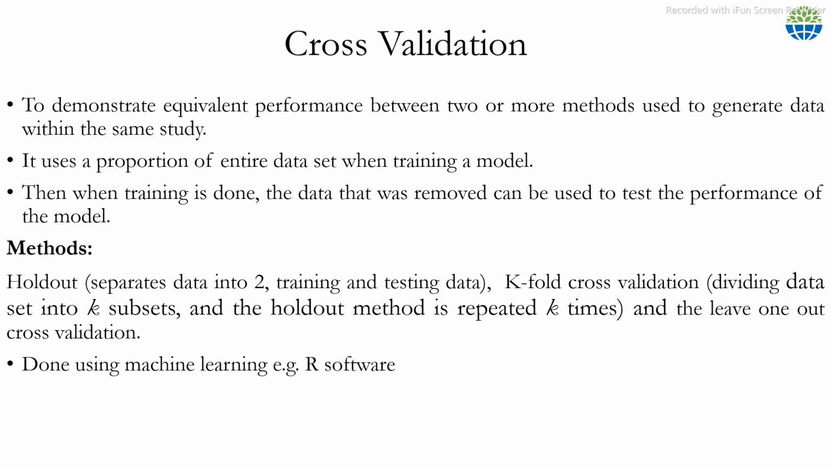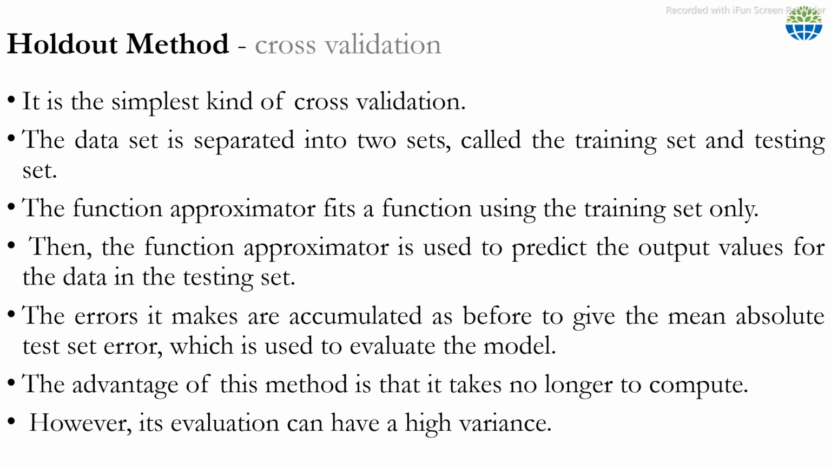So we need to check this, for example using R software. This can be done using machine learning software. R software is free software; you can download it and learn. A number of videos are available on YouTube on how to run R software, so one can easily run it. The holdout method is a type of cross validation. It is the simplest kind of cross validation, where the data set is separated into two sets, data 1 and data 2.